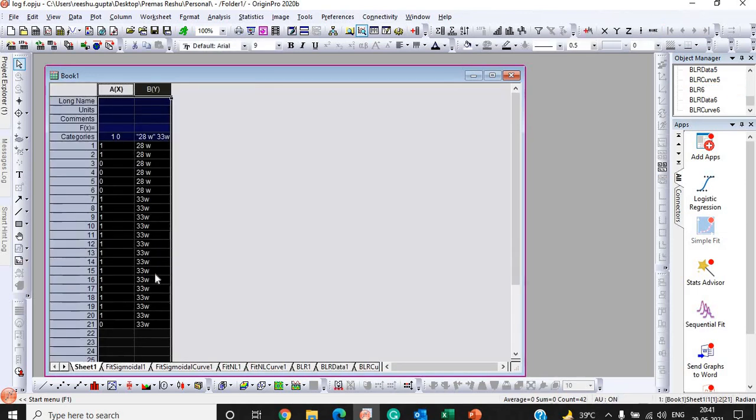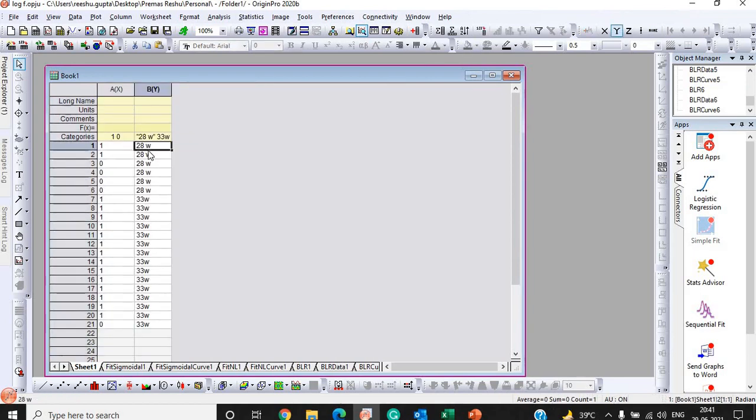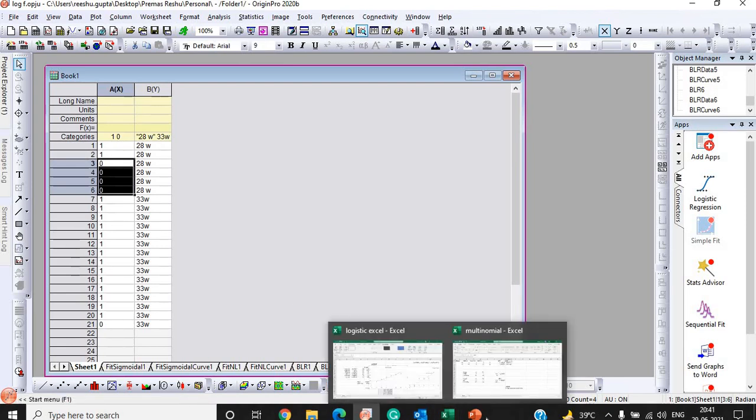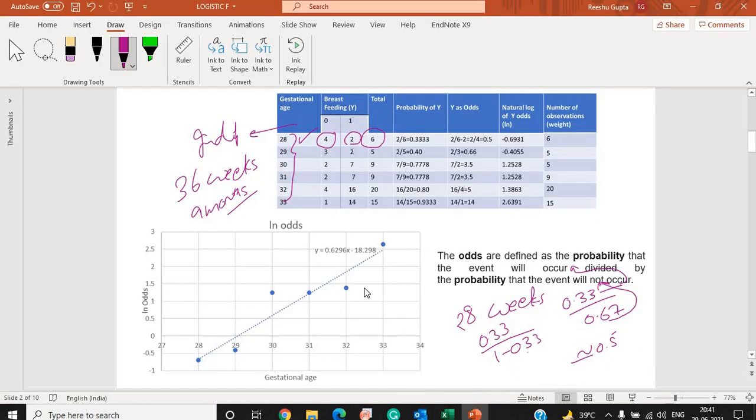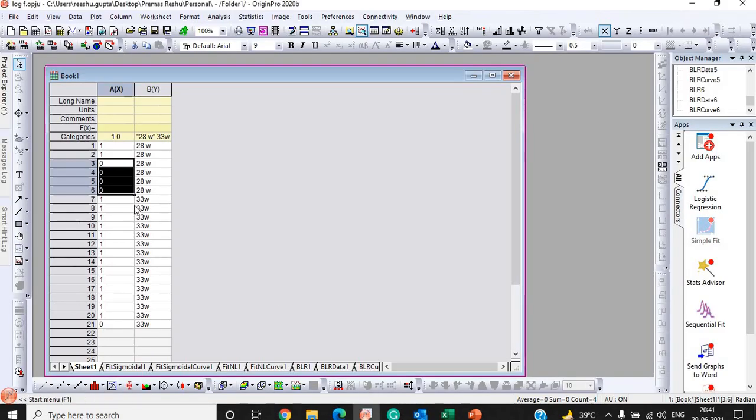So here you can see this is the 33 weeks, this is the 28 weeks. You can see here in the 28 weeks, 2 children were on the normal breastfeeding diet, while 4 were not on breastfeeding. In this also you can see 4 were not on breastfeeding, 2 were on breastfeeding. Similarly, for the 33 weeks, 14 were on breastfeeding, so 1 is not on breastfeeding. The similar thing we have done.